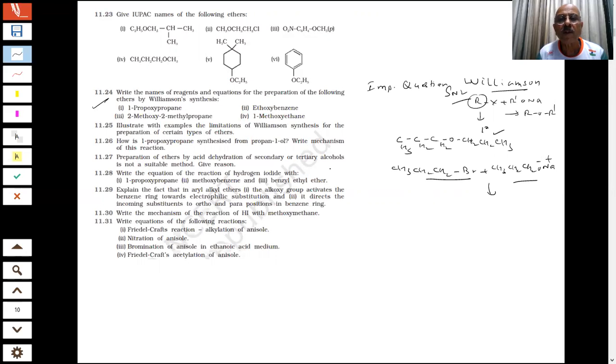If you are coming to question number 2, students, how will you prepare ethoxybenzene? Always write what you have to prepare. You have to prepare ethoxybenzene, students. So you have to choose by Williamson method. What should be the reacting reagents?